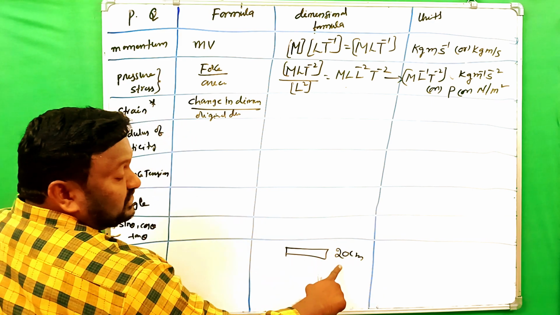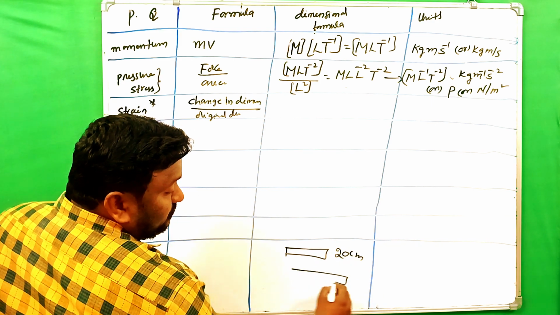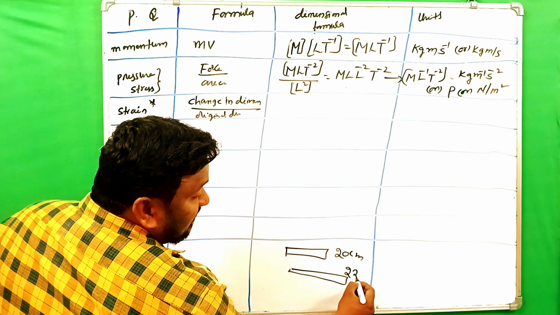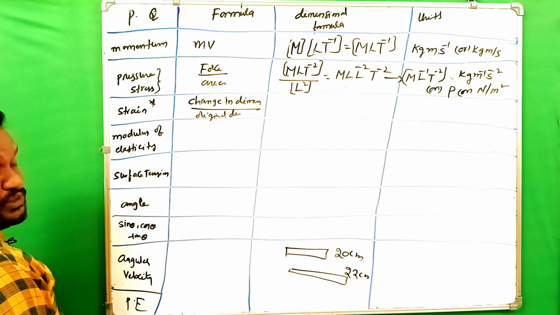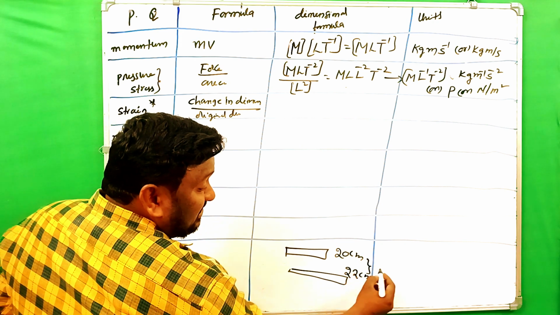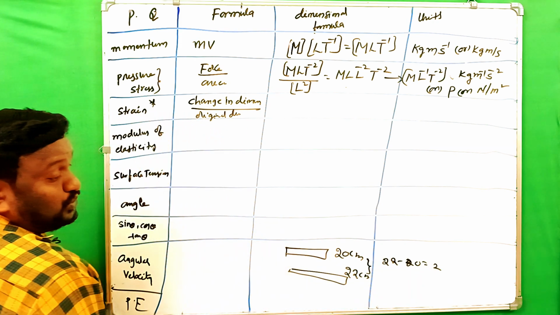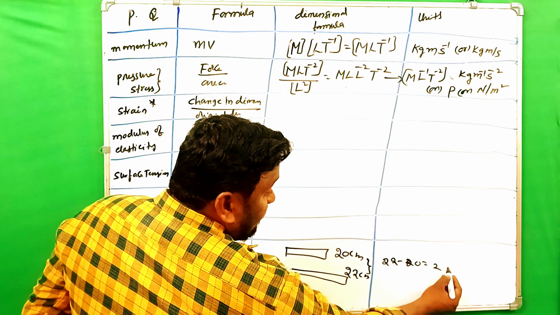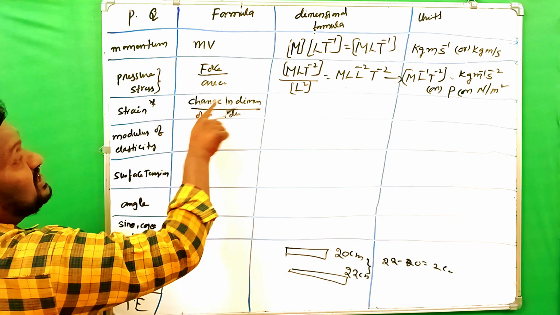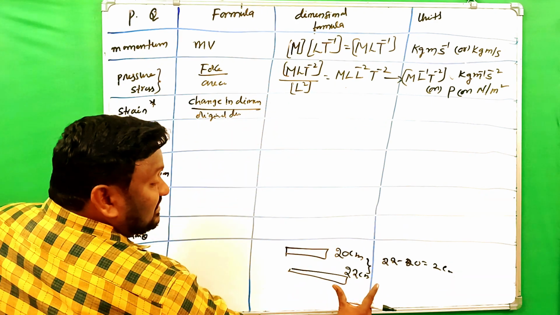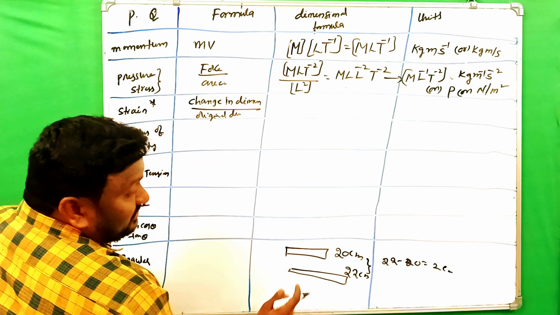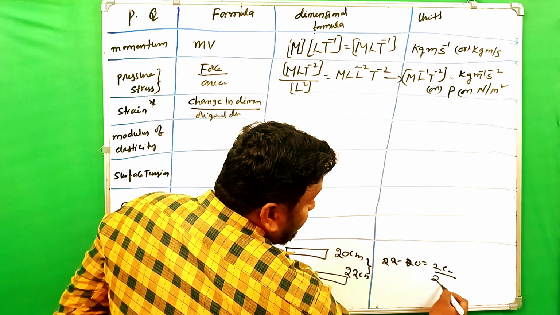ఒక రాడ్ ఉంది, దాని లెంత్ 20 సెంటీమీటర్స్. మనం హీట్ చేసాం, అప్పుడు దాని లెంత్ 22 సెంటీమీటర్స్ అయింది. How much did it change? 22 minus 20, that is what? 2 centimeters. 2 centimeters, here what are we reading? Change in dimension. Here dimension is what? Length. Change in length by original length. So 2 centimeters by original length, which is what?